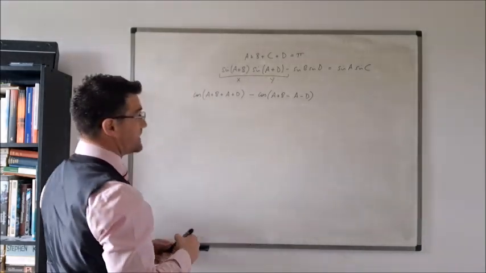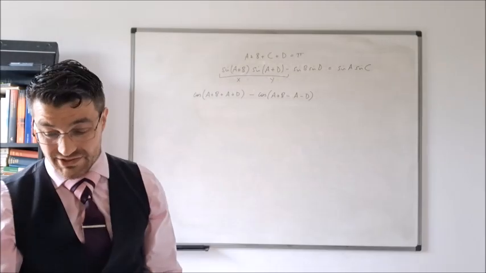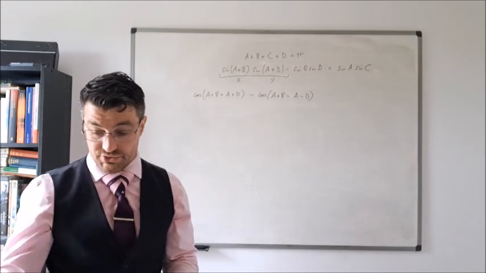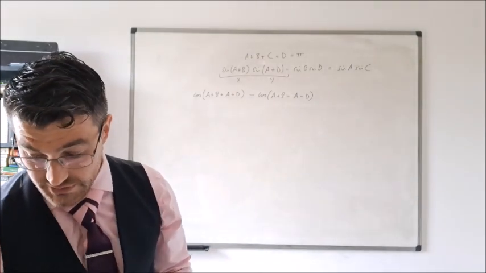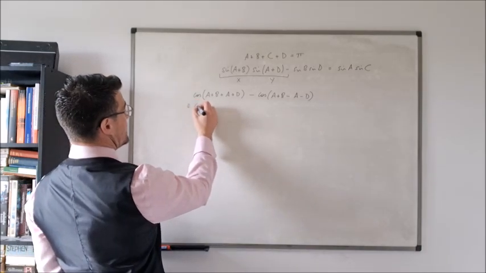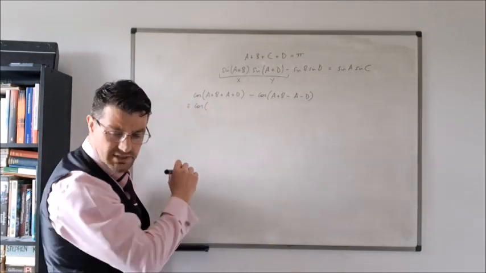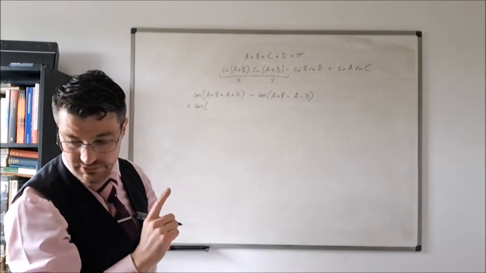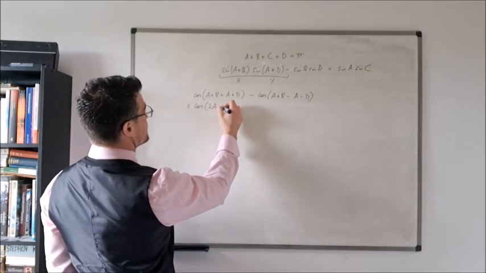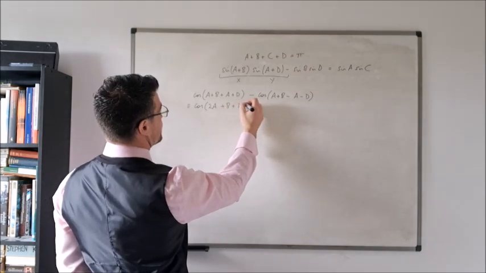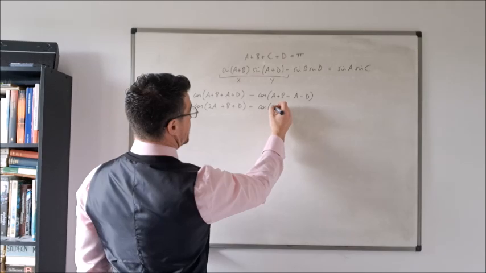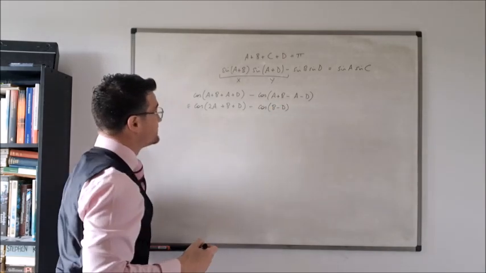Okay, why is this useful? Well, at first I couldn't really see how it was going to be useful. It was just another idea that I had, and I thought I'm going to try it out and see where it goes. So what we end up with is that this is identically equal to the cosine of, now I want to get this right, so I took certain steps when I did this, 2a plus b plus d, minus cosine of b minus d.